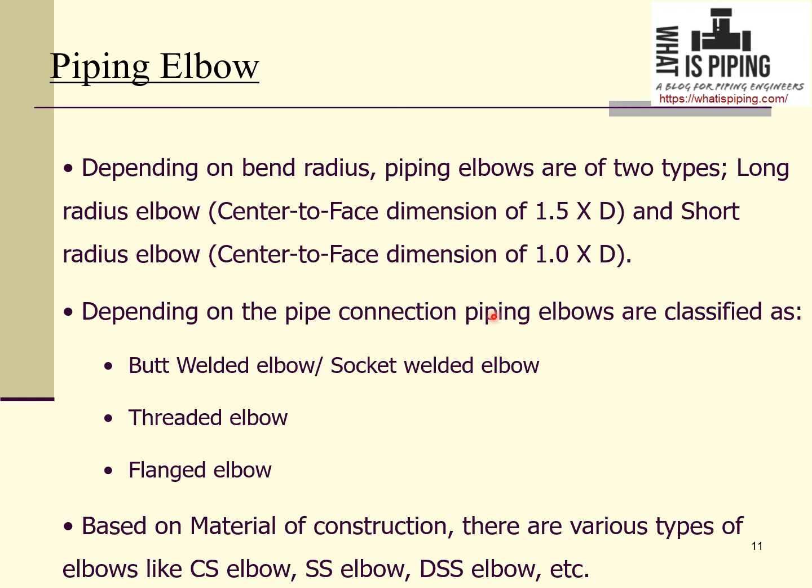Now, depending on the pipe connection, piping elbows are classified as butt welded elbow, socket welded elbow, threaded elbow, flanged elbow, and depending on material of construction, there can be CS elbow, SS elbow, DSS elbow, plastic elbow, GRP elbow, aluminum elbow, copper elbow, etc.